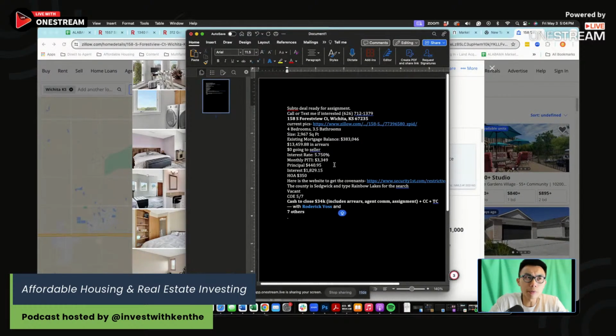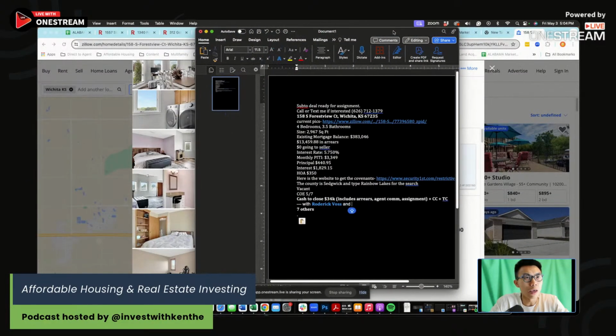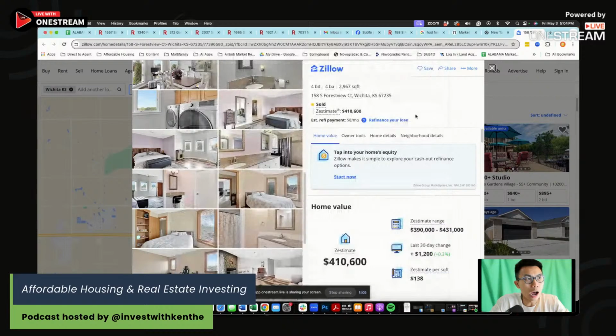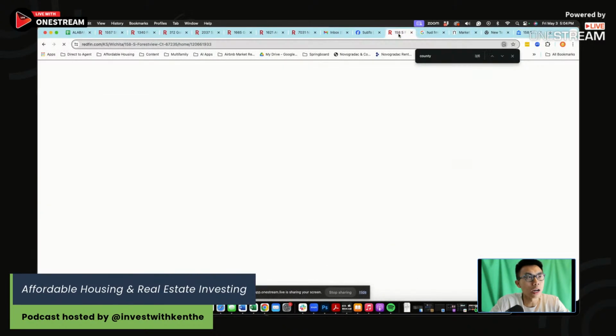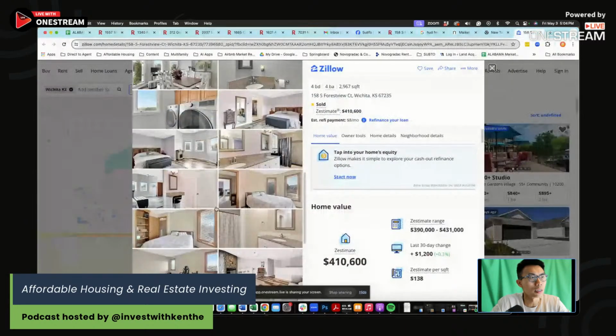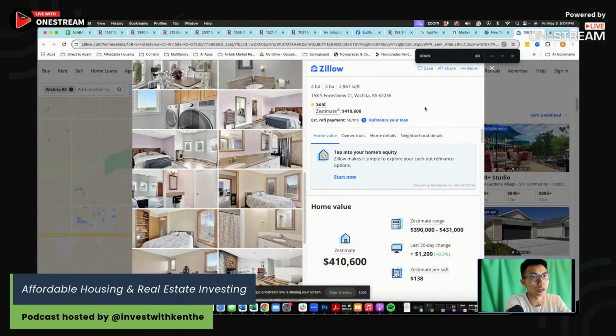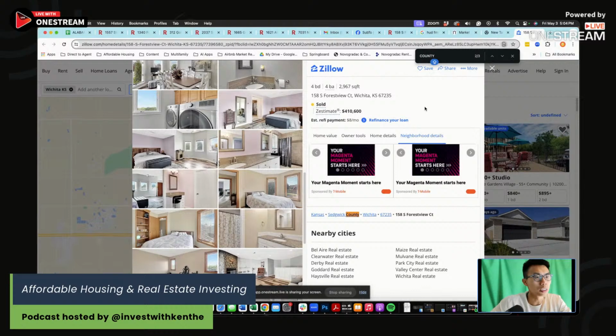Now, what I want to go through today is how do you quickly look at this deal and not spend more than a minute on this? If I wanted to not spend more than a minute, I'm not even going to look at the property's condition reports yet. I'm going to look it up on its county. The county for this property is Sedgwick County.